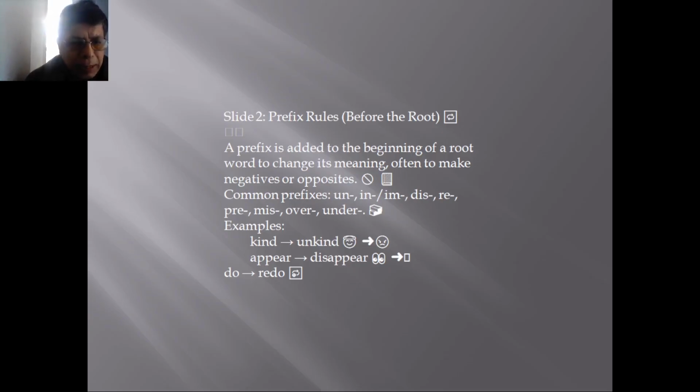Example words: kind, un is added before it, becomes unkind. Appear, dis is added before it, becomes disappear. Do, re is added before it, becomes redo. So you find it easy.